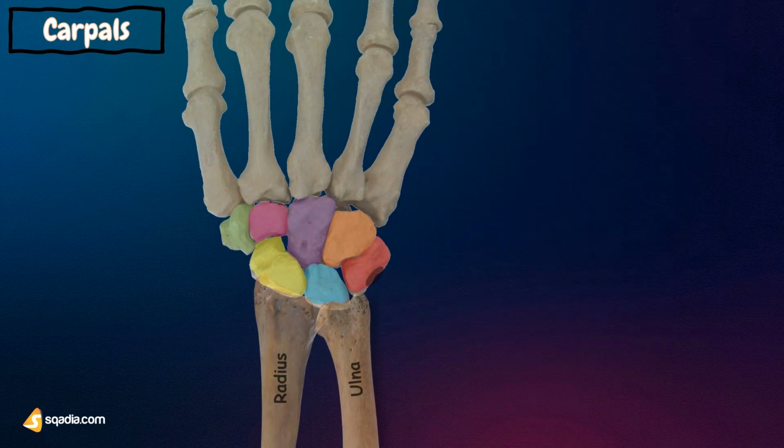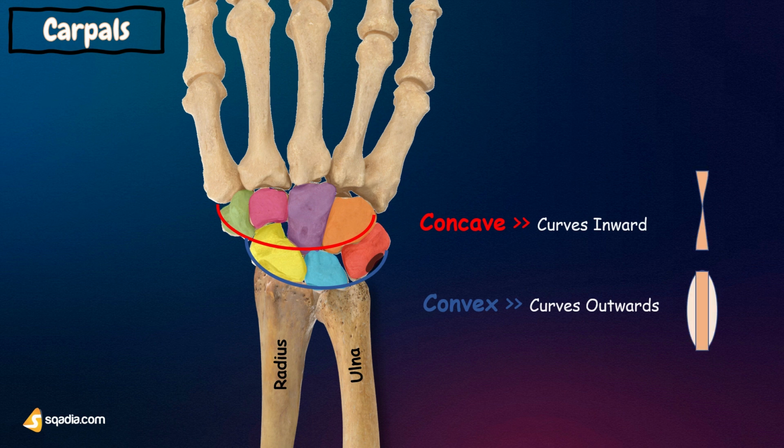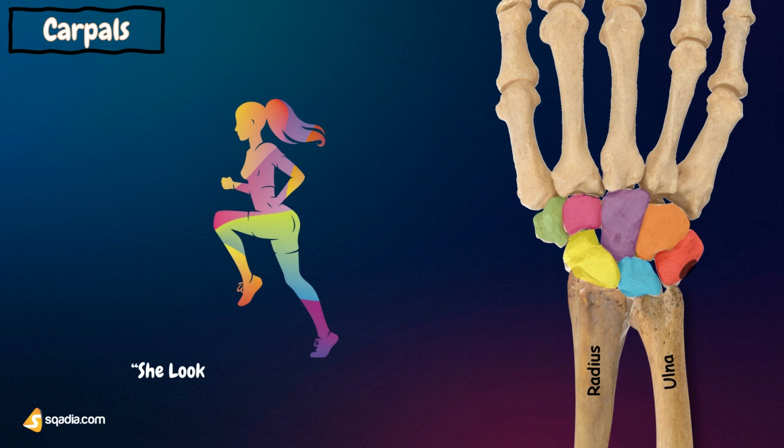The proximal row is convex proximally and concave distally. The distal row is convex proximally and flat distally. You can remember these 8 bones and their arrangements easily with the help of mnemonics.